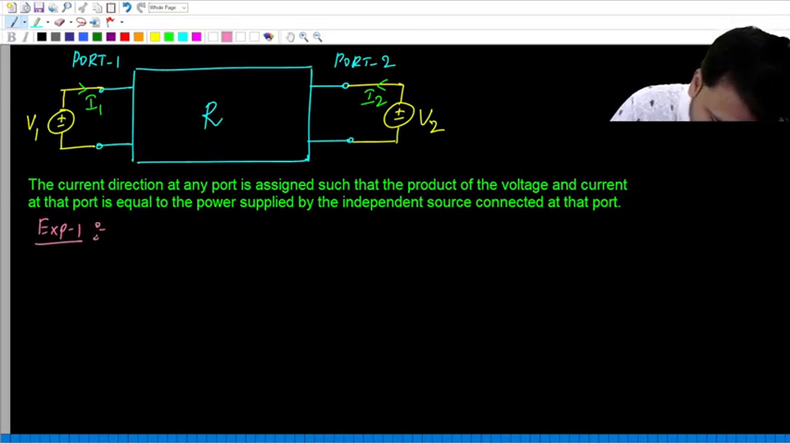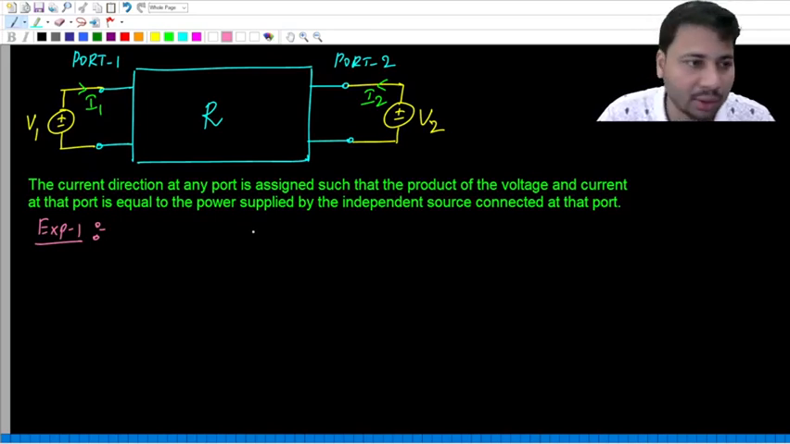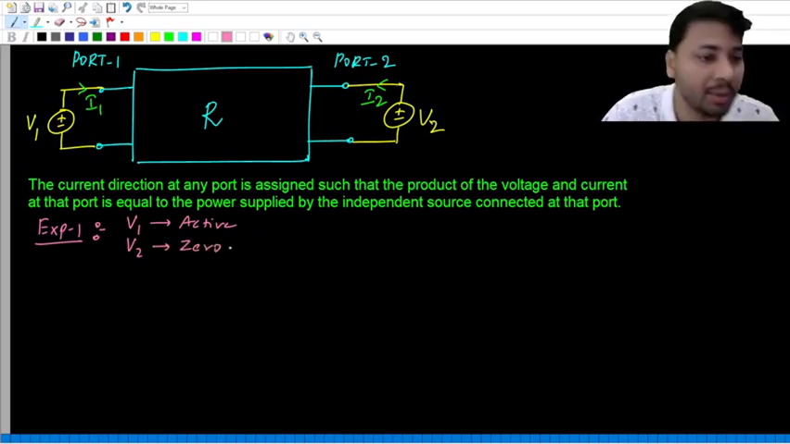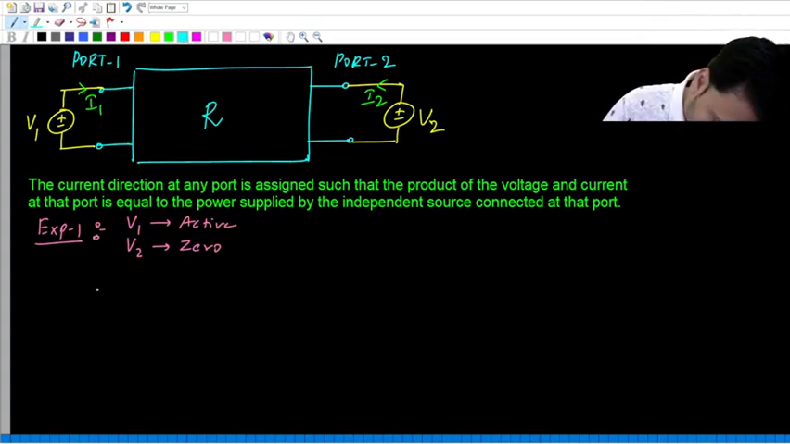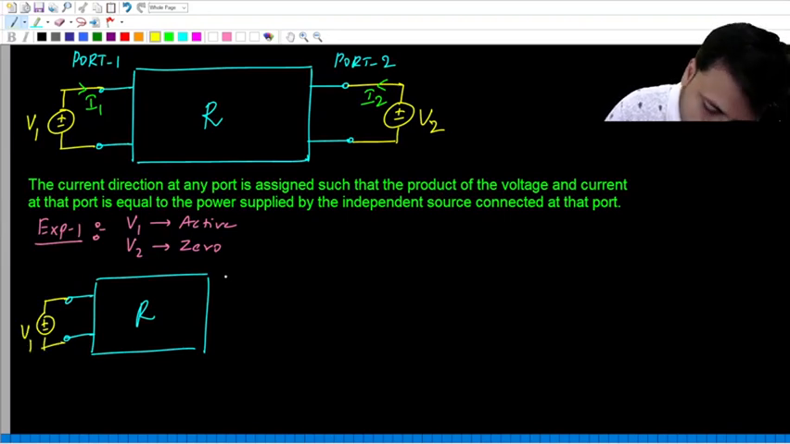So in each experiment, only one independent source is going to be active, and the other independent source we will make 0. So in the first experiment, voltage source V1 will be kept active and voltage source V2 will be made 0. Then what do we have? The original resistive network. At port 1, whatever voltage source V1 we have will remain as it is.